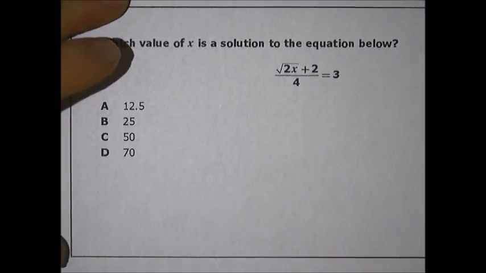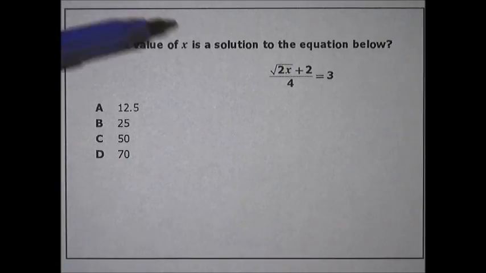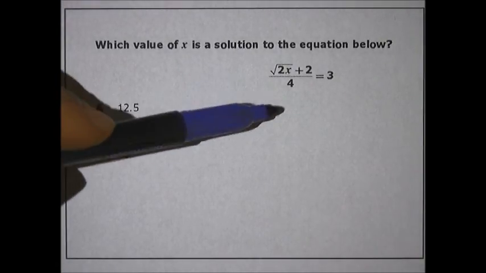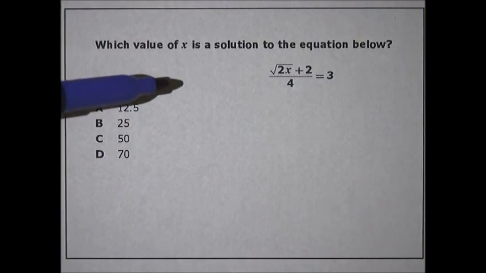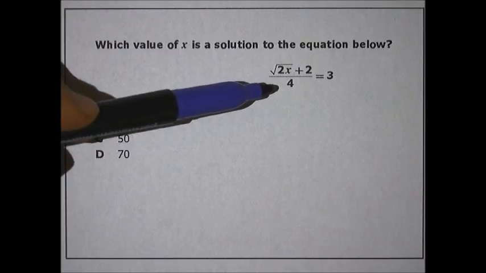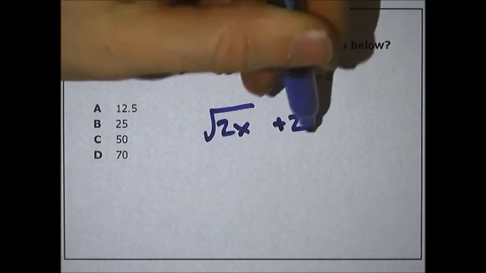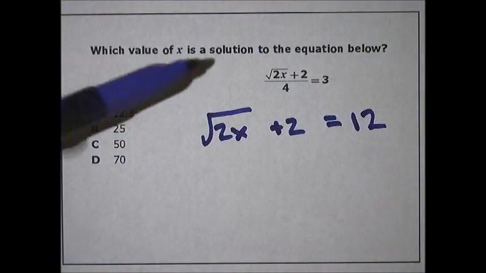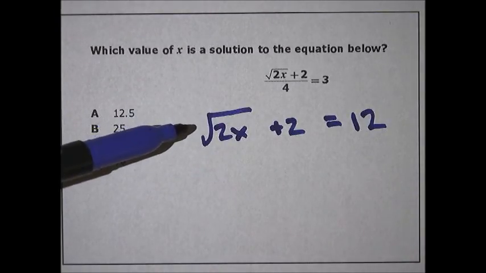In the next one, it says, which value of x is a solution to the equation below? I want to solve for x, so I want to undo everything that is around it. The first thing I want to undo is the 4. Currently it's being divided by 4, so to undo a division of 4, I would multiply by 4. So the root of 2x plus 2 is equal to 12.